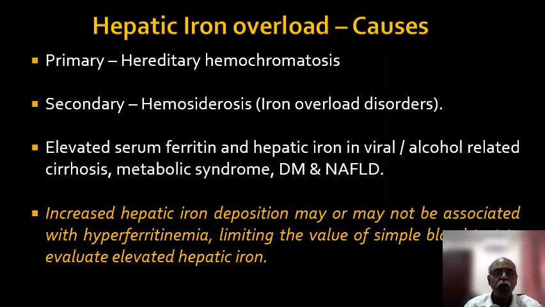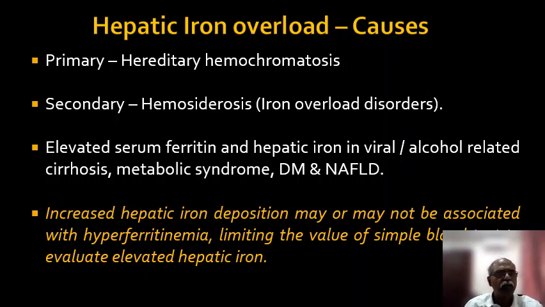Now, hepatic iron overload. The causes are primary and secondary. Primary is a genetic disorder known as hereditary hemochromatosis. Secondary is hemosiderosis because of various conditions of iron overload status: sickle cell disease, thalassemia, aplastic anemia, repeated destruction of RBCs leading to iron overload status, all these conditions come into it.